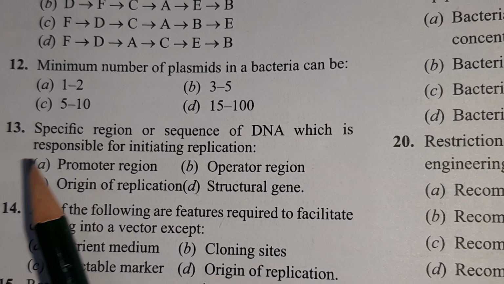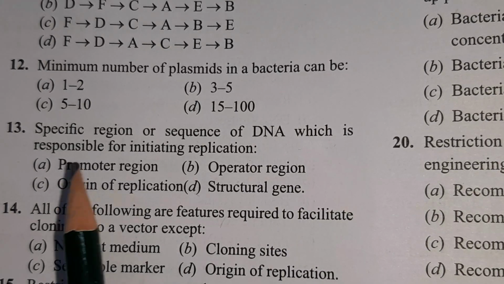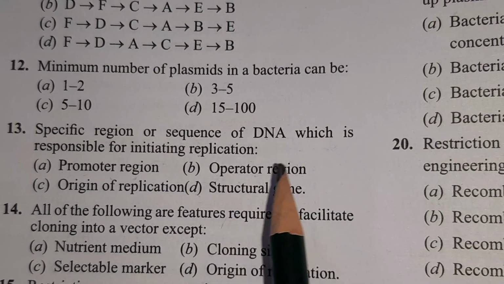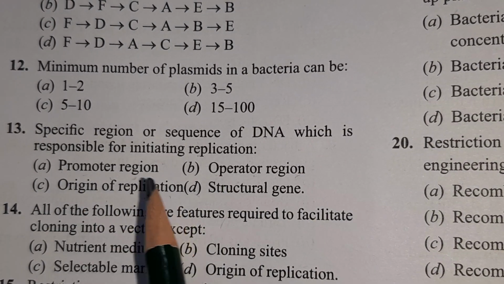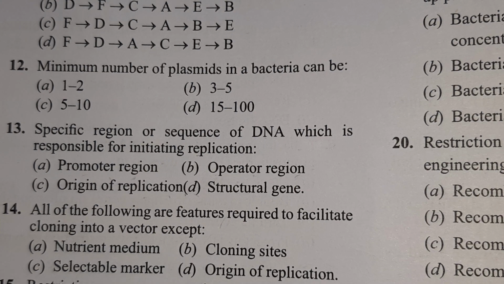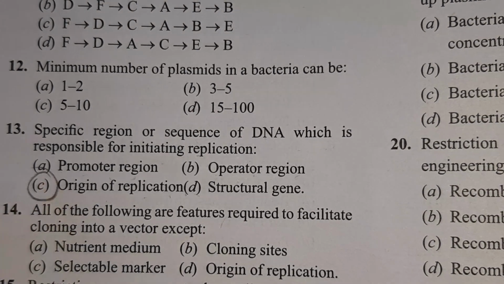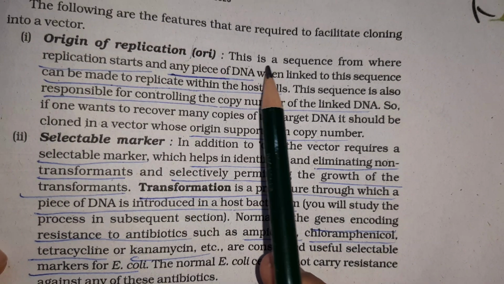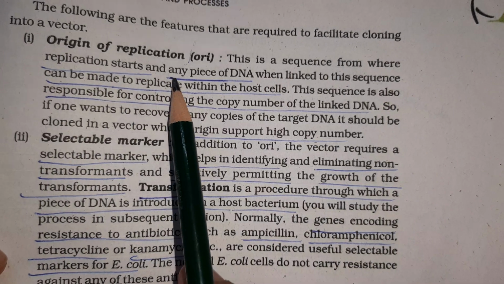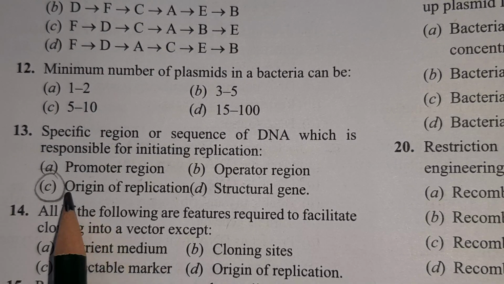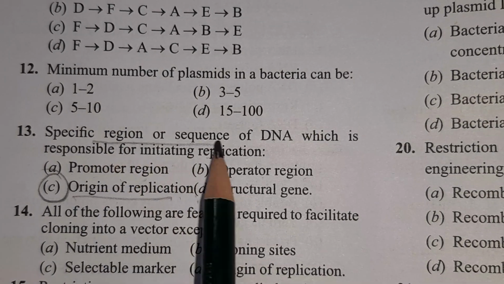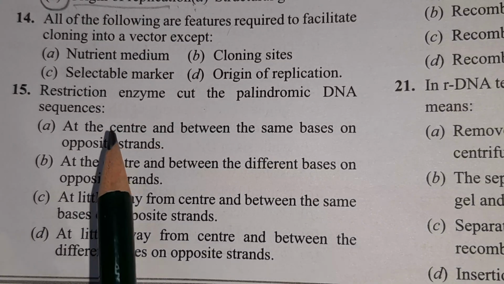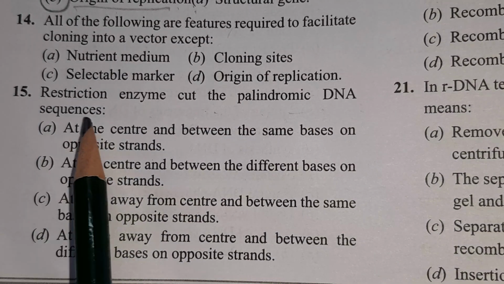Next question we have, the specific region or sequence of DNA which is responsible for initiating replication. A. Promoter region, B. Operator region, C. Origin of replication, D. Structural gene. The answer for this is C, origin of replication. On page number 199, you can see origin of replication. This is a sequence from where replication starts. So the origin of replication is the region or sequence responsible for initiating the replication.